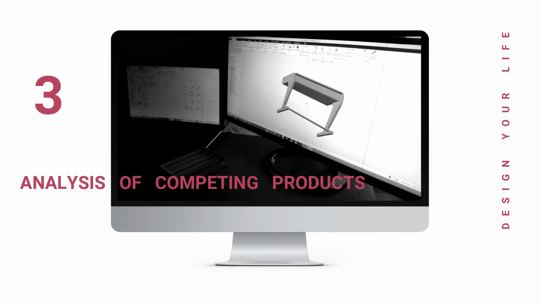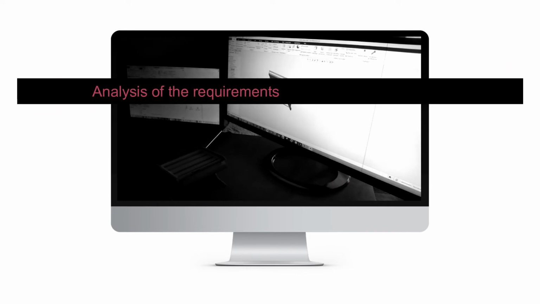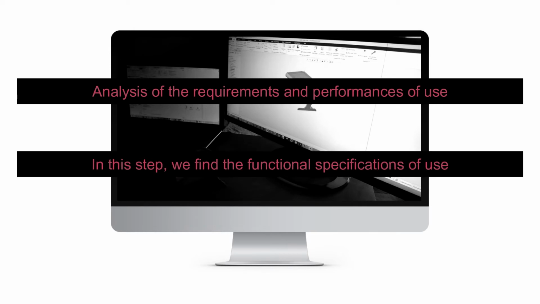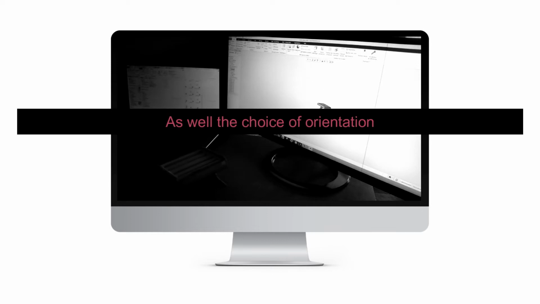Number 3. Analysis of competing products. This phase includes analysis of requirements and performances of use. In this step, we find the functional specifications of use, as well as the choice of orientation.